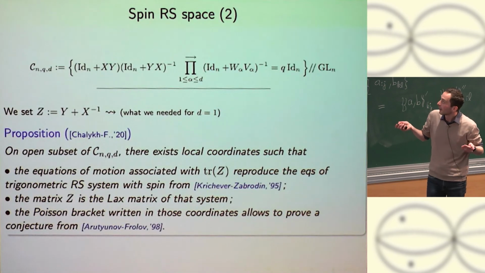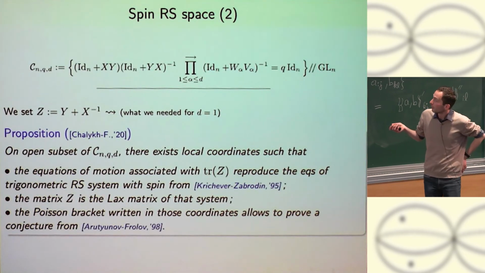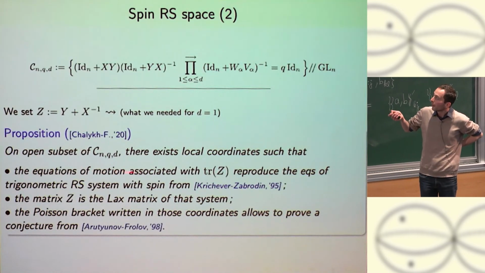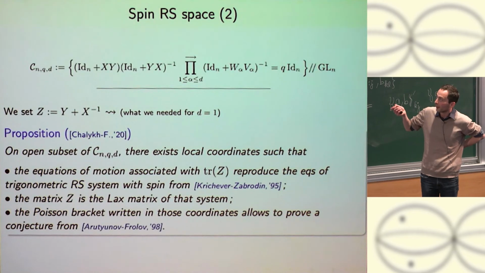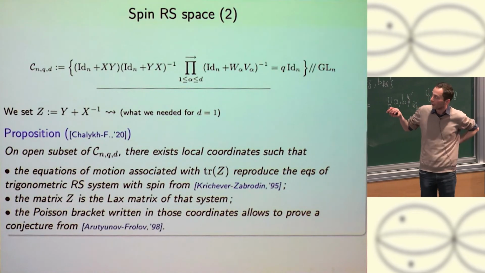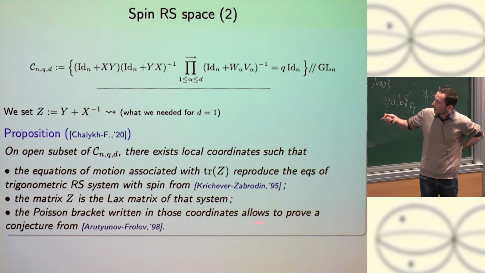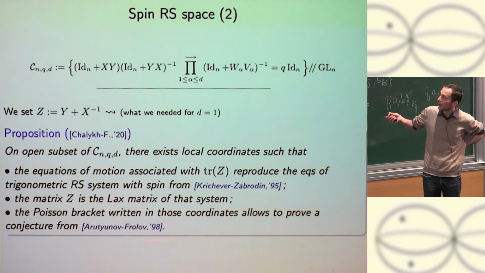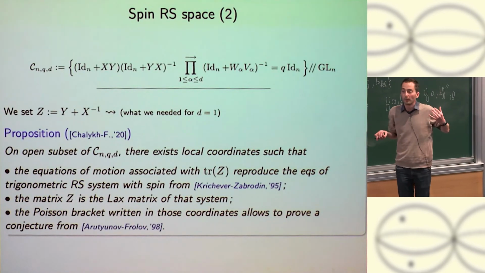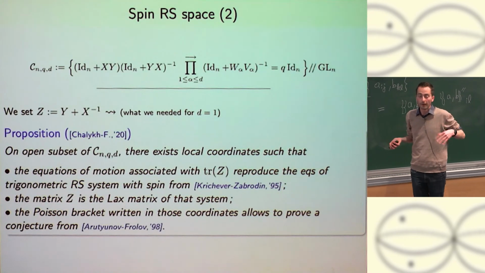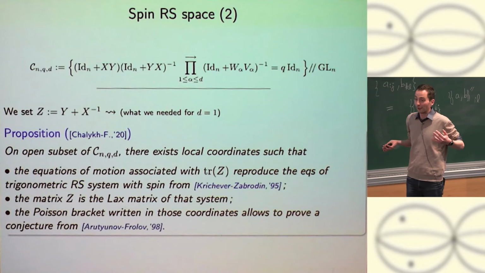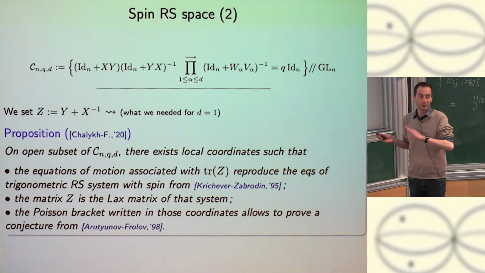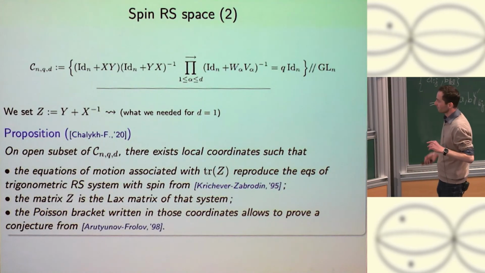Okay, and that's something that I proved with Oleg Chalykh, and which was published almost 2 years ago. Again, on some subspace of this big space that you can construct associated with that extended quiver, you can explicitly write down the Poisson bracket in terms of local coordinates, and it proves some conjectures about the Hamiltonian formulation of this spin Ruijsenaars-Schneider system. So it's very nice in the end that we were able to get that without too much work once you know this formalism. Okay, so it's really good.